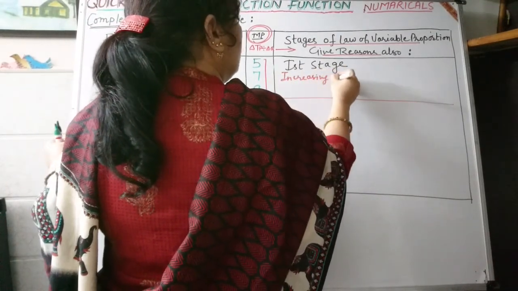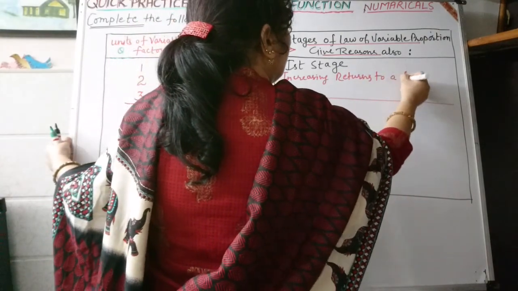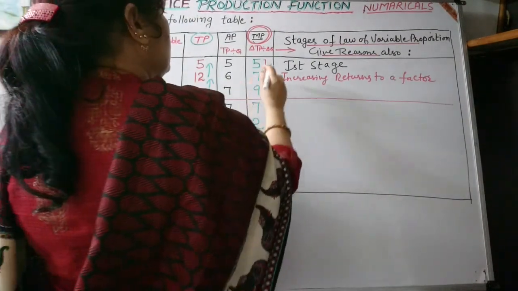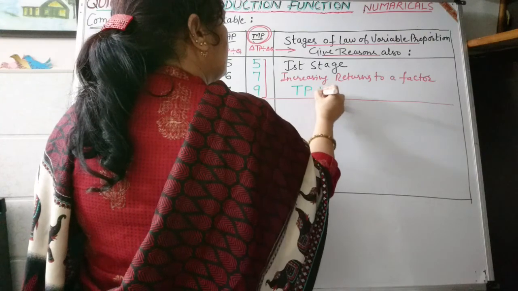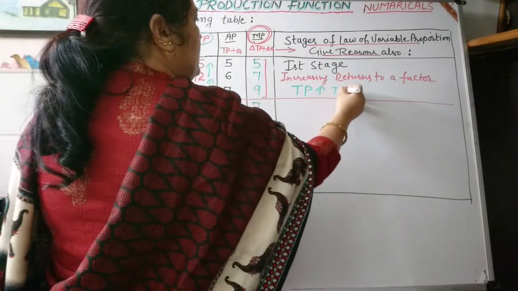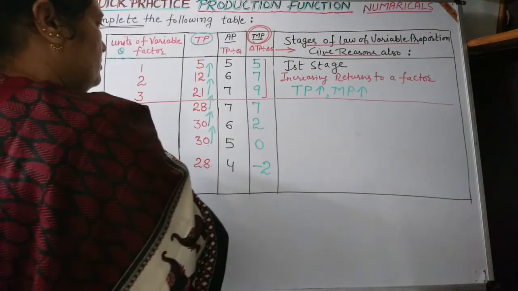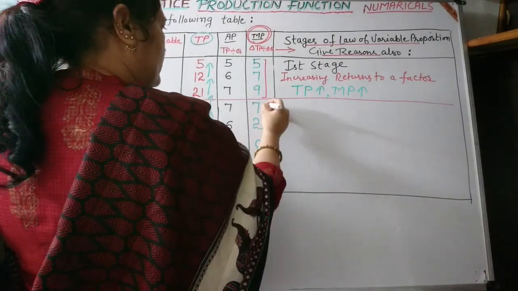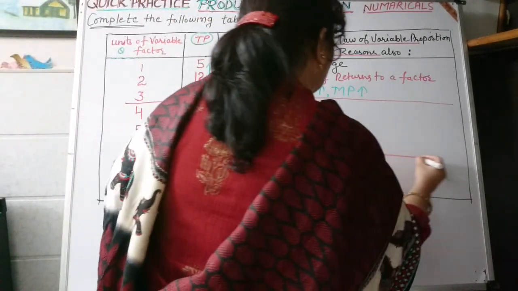First stage means increasing returns to a factor, or increasing returns to a factor means here TP increases and MP also increases. Next, 7 to 0 to minus 2. Then up to the 6th unit of production.